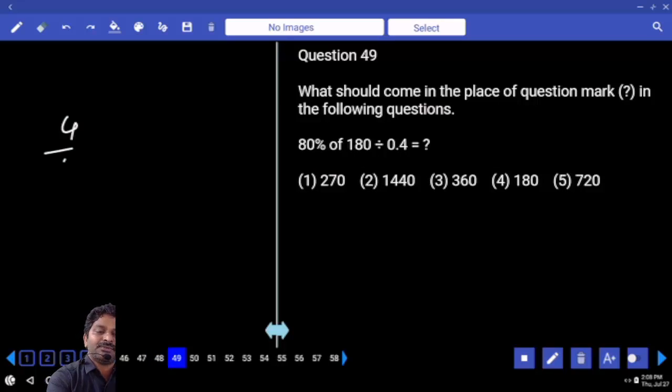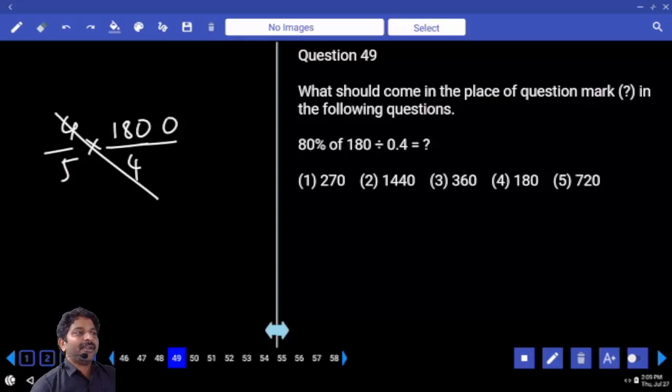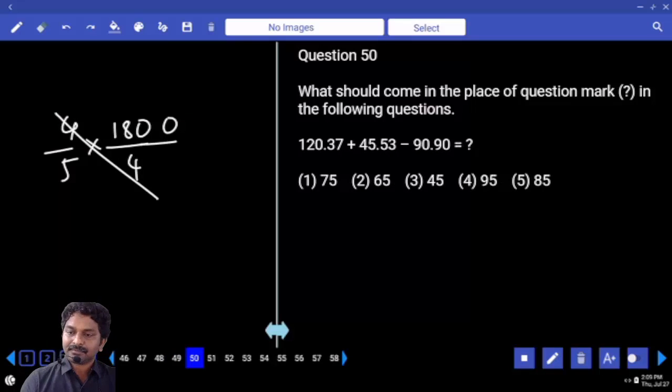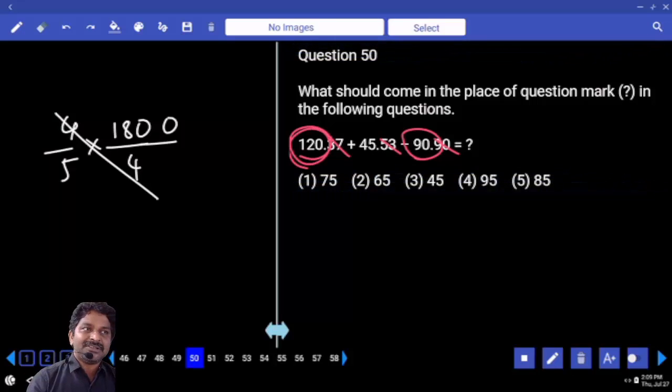80%. Can I write it as 4 by 5? Into 180 divided by 0.4. 4 by 10. 4 gets cancelled. 1800 by 5. By 5 in the sense divided by 10 into 2. 182 times 360. Number after decimal. Let's first calculate. 37, 53, 90. 90, 90 gets cancelled. Correct? Now negative number integer is 90. That I will subtract from 120. How much is left? 30 plus 45.